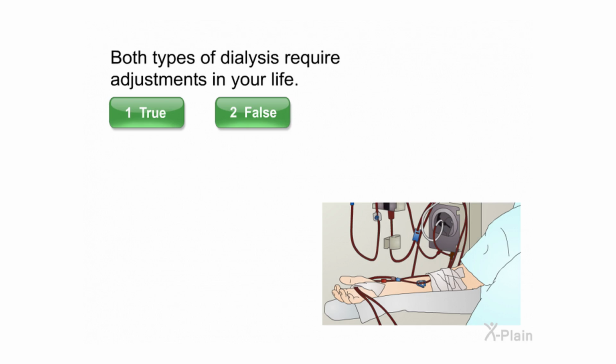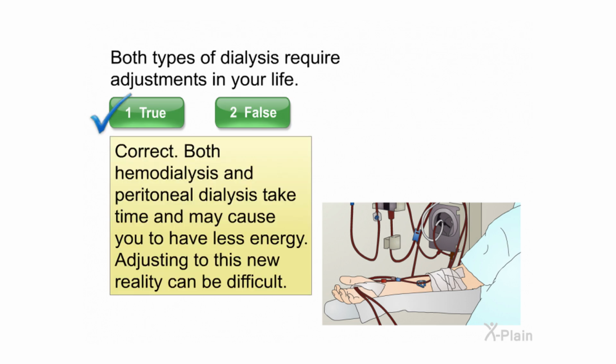Both types of dialysis require adjustments in your life. Select true or false. Correct. Both hemodialysis and peritoneal dialysis take time and may cause you to have less energy. Adjusting to this new reality can be difficult.